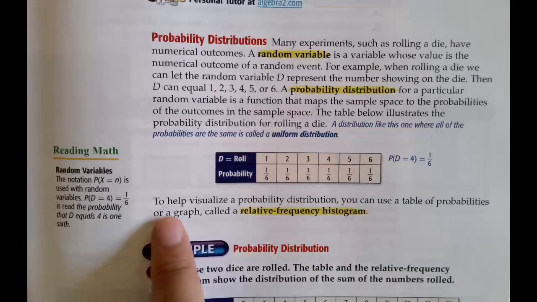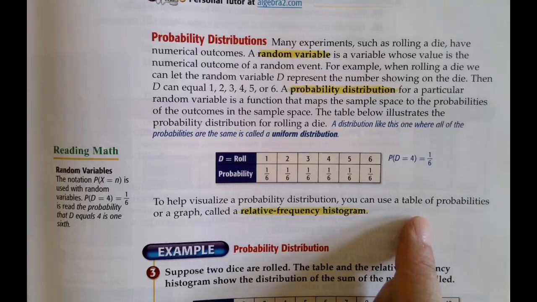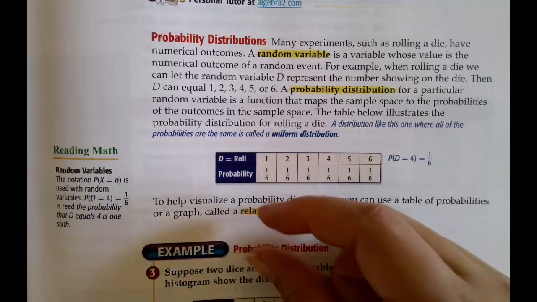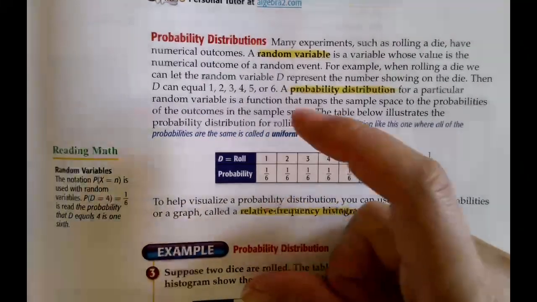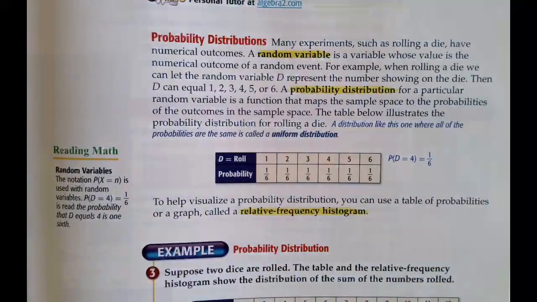To help visualize a probability distribution, you can use a table of probabilities or a graph, right? So if something has a higher probability, that bar will be higher. If it's a lower probability, the bar will be lower. And that's what we're looking at in example 3.